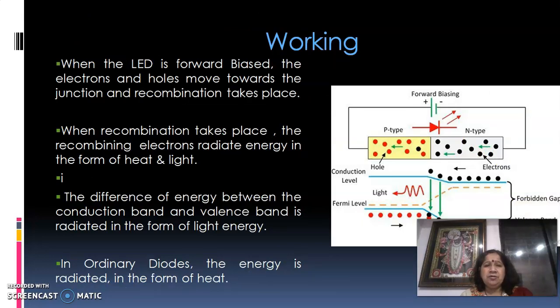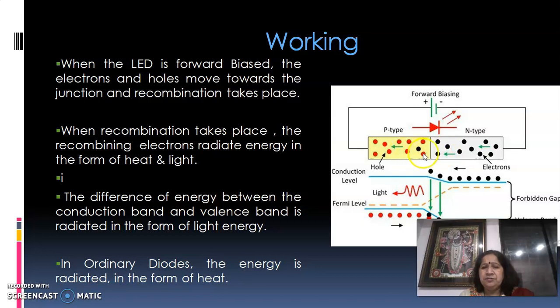Let us see the working of LED. We know that LED is operated always in the forward bias condition. That is, the P-type material is connected to the positive terminal of the battery and the N-type semiconductor is connected to the negative terminal. And when the LED is forward biased, the electrons and holes move towards the junction and hole-electron recombination takes place. When this recombination takes place, the recombining electrons and holes radiate energy in the form of light.